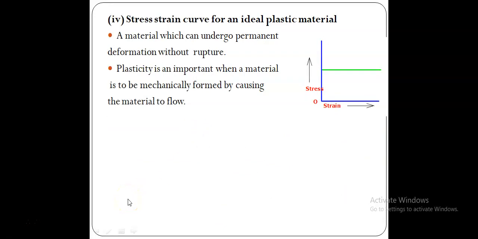Then the last one is the stress strain curve for an ideal plastic material, a material which can undergo permanent deformation without rupture. You see that there is no linear straight line portion for an ideal plastic material, it goes from zero stress to a constant. Once it attains a constant plastic stress, if we apply a constant plastic stress to the plastic material, we get a constant plastic strain that we can obtain.